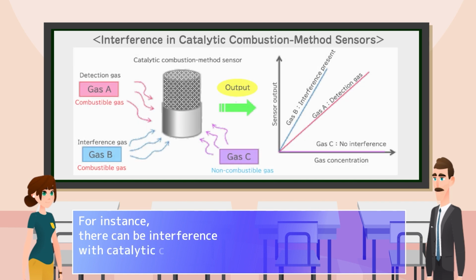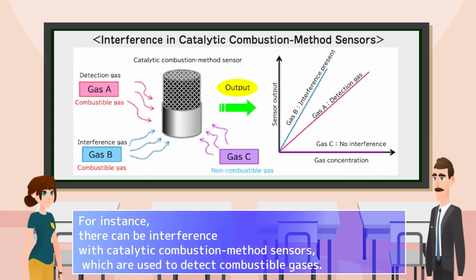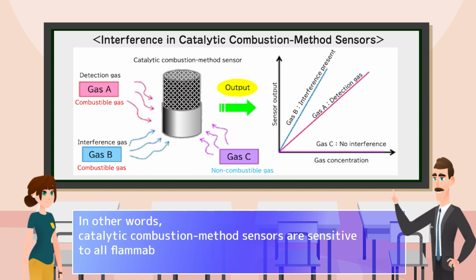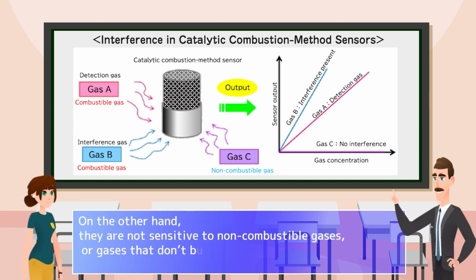For instance, there can be interference with catalytic combustion method sensors, which are used to detect combustible gases. Catalytic combustion method sensors detect gases by igniting gas through a catalytic combustion reaction on its internal components. In other words, catalytic combustion method sensors are sensitive to all flammable, or combustible, gases. On the other hand, they are not sensitive to non-combustible gases, or gases that don't burn.